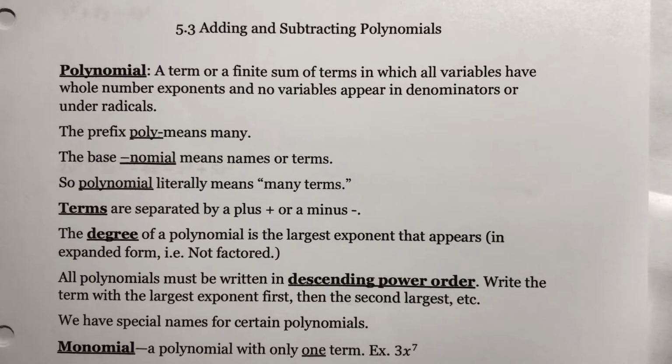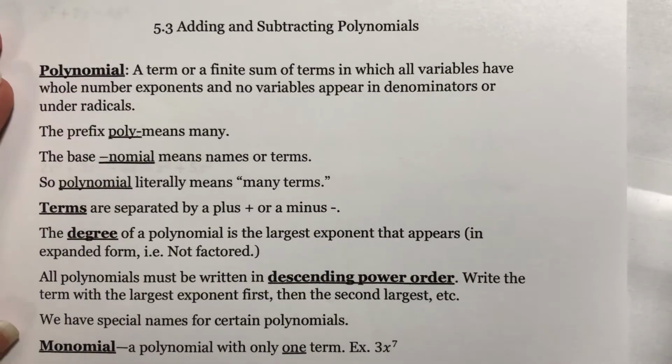This is section 5.3, adding and subtracting polynomials. This may be the easiest section in the entire course. The hardest part is the definitions, which we have to get through, but then after that, the problems are pretty easy.